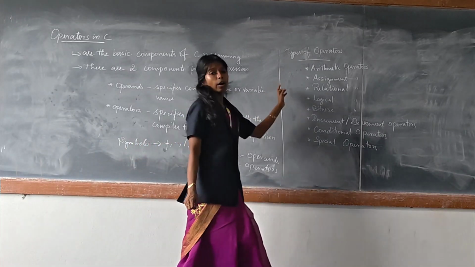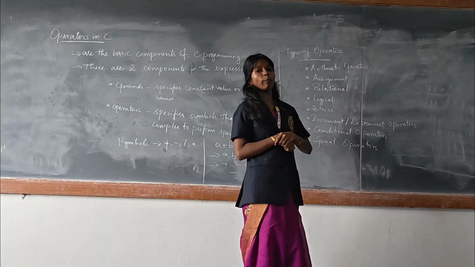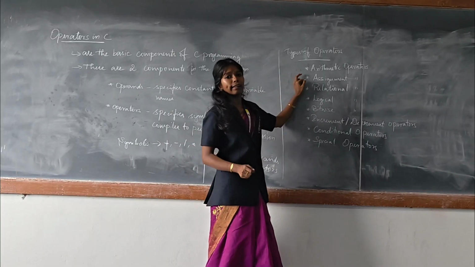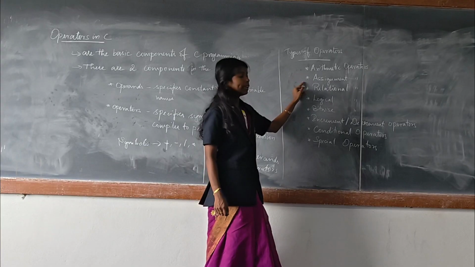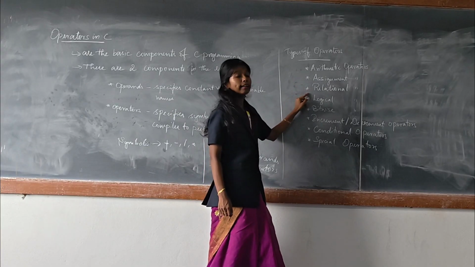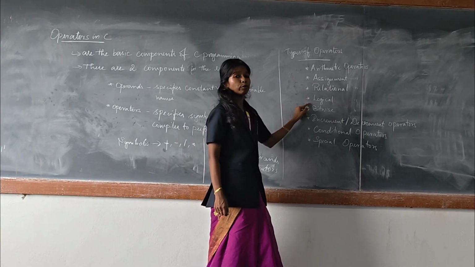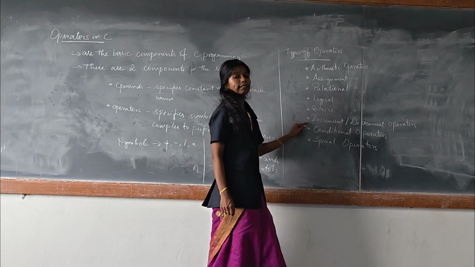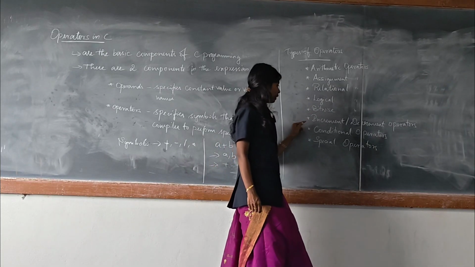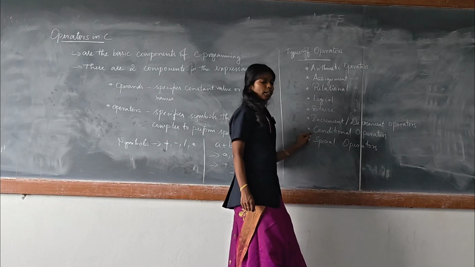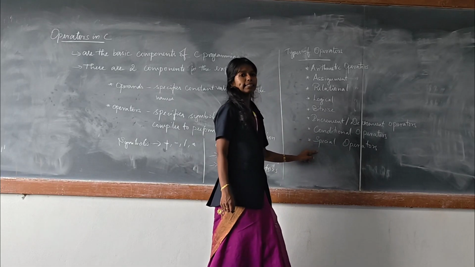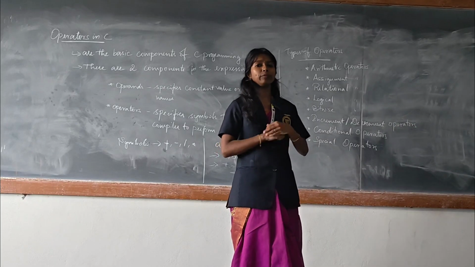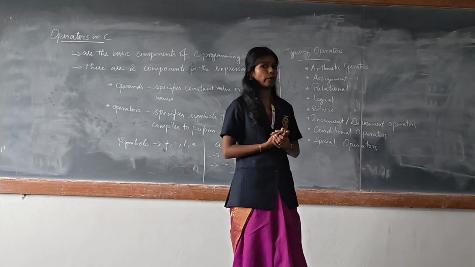Now we are going to see the types of operators. Here we have 8 types of operators. The first is arithmetic operators, second is assignment operators, third is relational operators, fourth is logical operators, fifth is bitwise operators, sixth is increment or decrement operators, seventh is conditional operators, and eighth is special operators. These are the 8 types of operators we are going to see in this video.